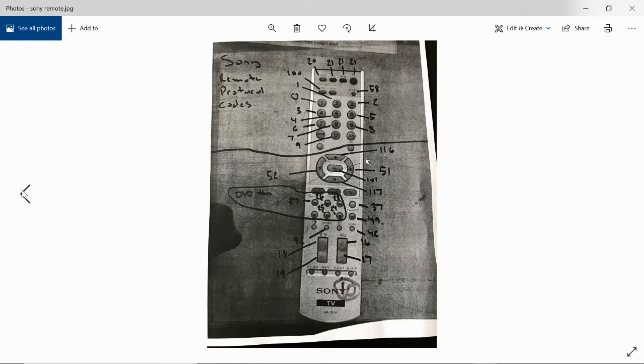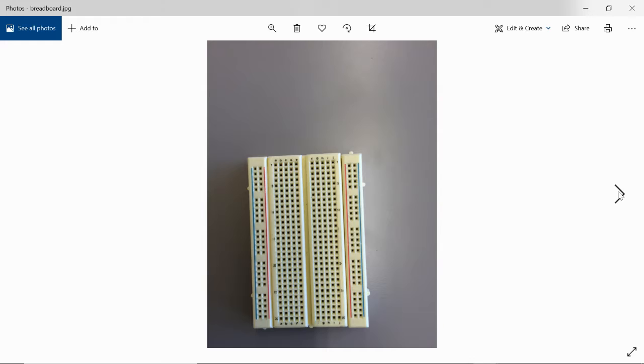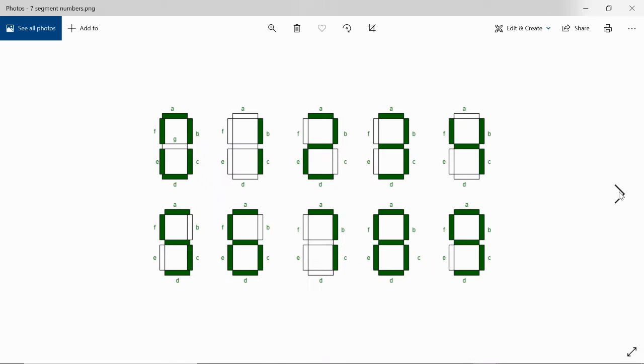When you look at the different numbers: for 0, all of them but the G segment light up. For 1, the B and C segments light up. For 2, the A, B, D, E, and G segments light up, and so on. So when you look at these, we can see what should light up or not.